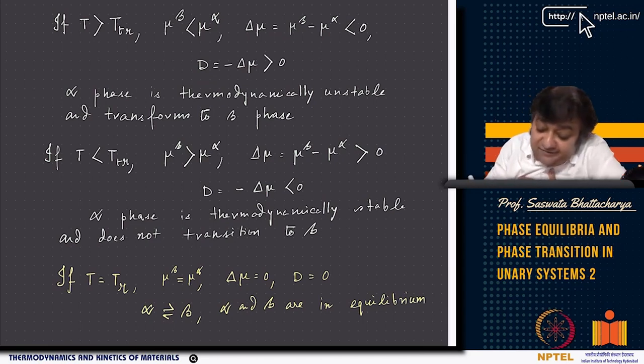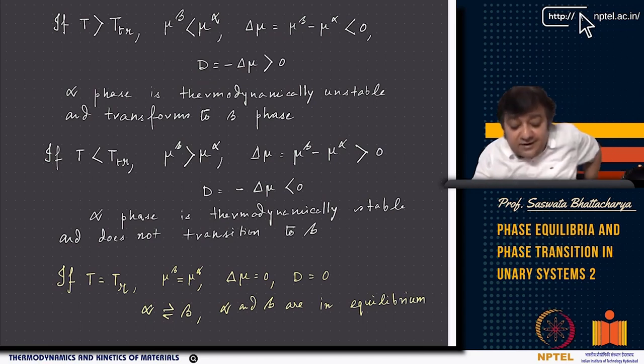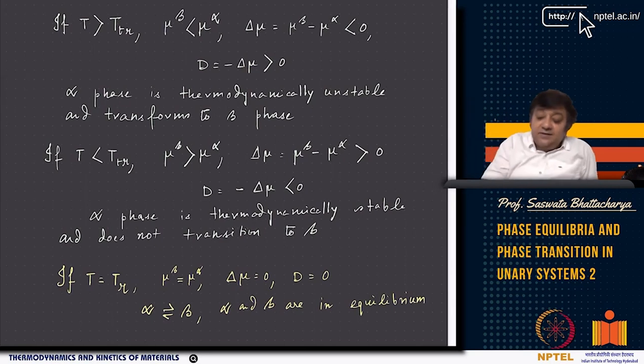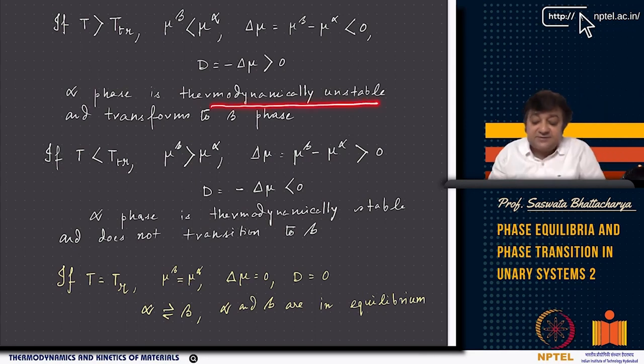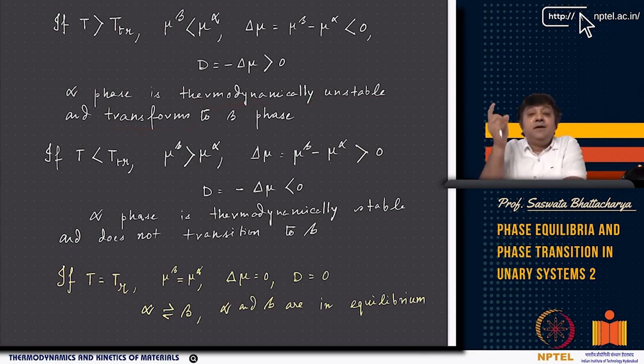So, alpha phase, that means what? Basically what I am telling is, if T is greater than Tr, then D is positive, right? That means alpha phase is thermodynamically unstable, as you can see here, and transforms to beta phase. So if T is greater than Tr, mu beta is less than mu alpha, right? It has the lower free energy per mole.